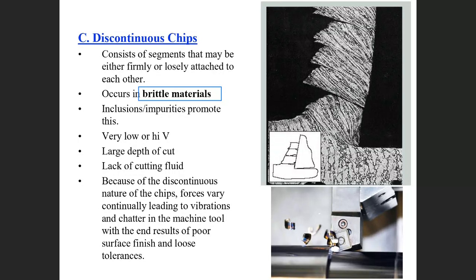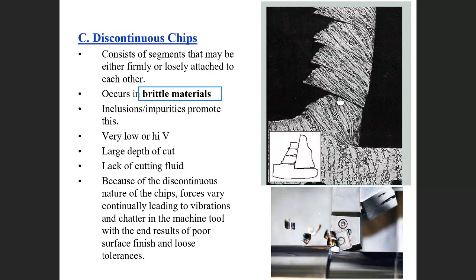It happens at low speed and at high speed, but when you're cutting brittle material, this is very common because of the discontinuity nature of the chip, as you can see here. Force varies continuously, leading to vibration in the machining, a chatter in the machine tool, with the end result of poor surface finish, and tolerance is also bad compared with other cases. So cutting fluid actually helps to improve the situation.